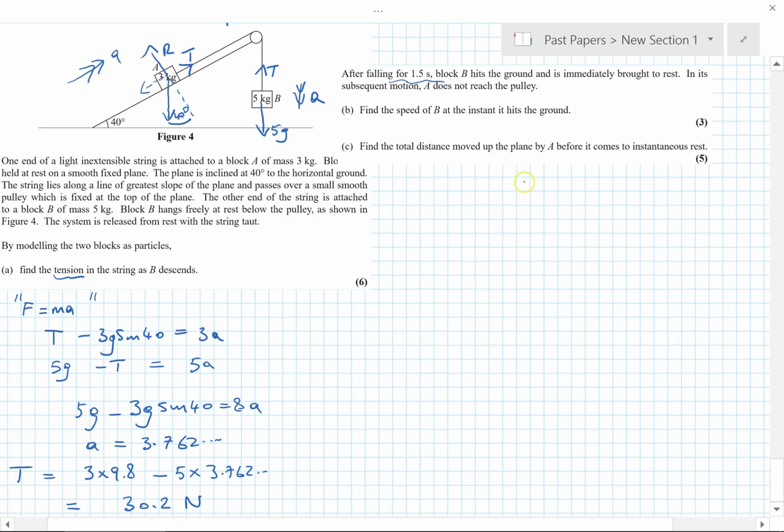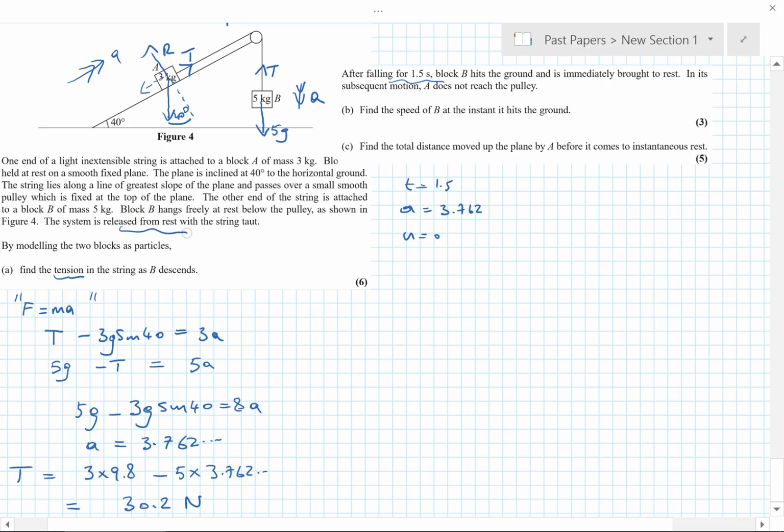We basically know therefore that t is 1.5. We know the acceleration that we've got. As I say, I've got that stored in the calculator. I'm not even going to use 3.762. I use the stored number on the calculator. And we know that it's starting from rest. It says somewhere that it is started from rest.